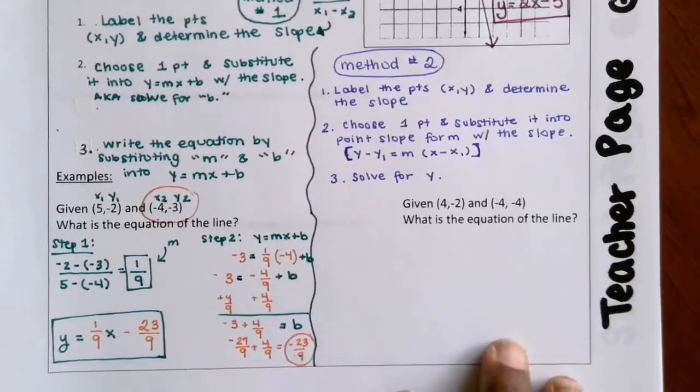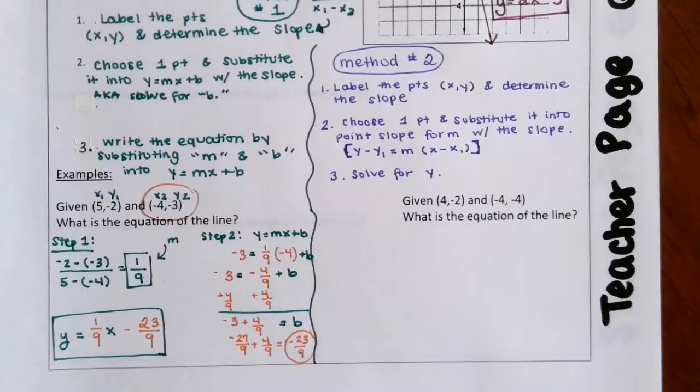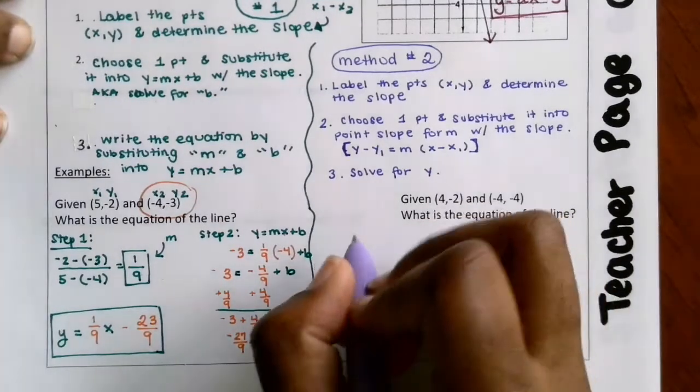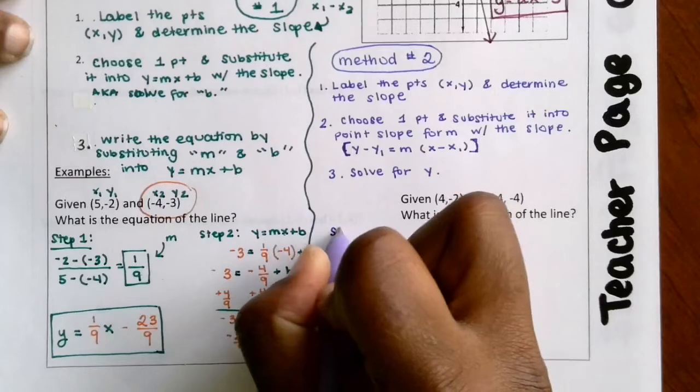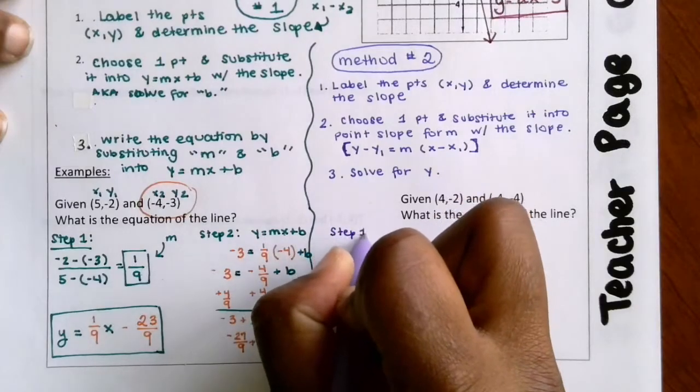With this method, you are converting from one form of a linear equation into another form of a linear equation. So let's take a look at this example down below. Given the points 4, -2, as well as -4 and -4, what is the equation of the line?